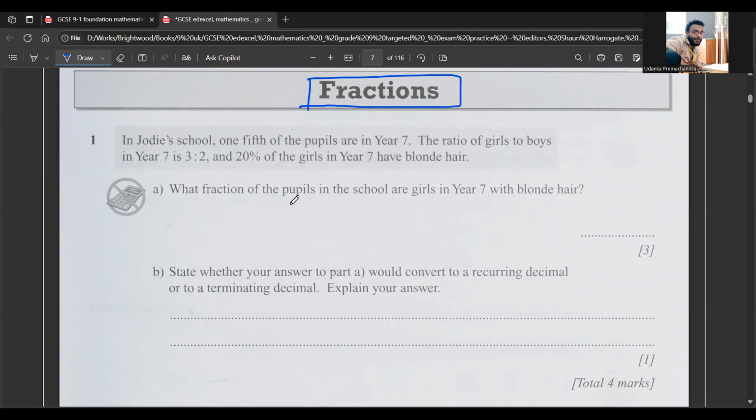Okay, 1/5 of the pupils are in grade 7, year 7. The ratio of girls to boys is 3 to 2. Girls 3, boys 2. Ask the pupils in the school, how many are girls in year 7 with blonde hair? How to do that?